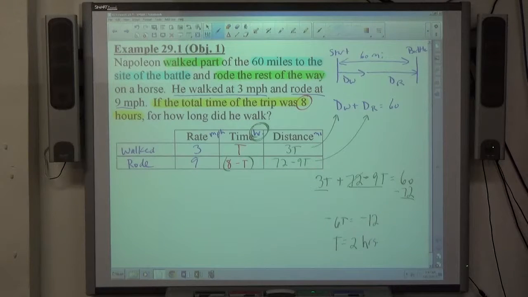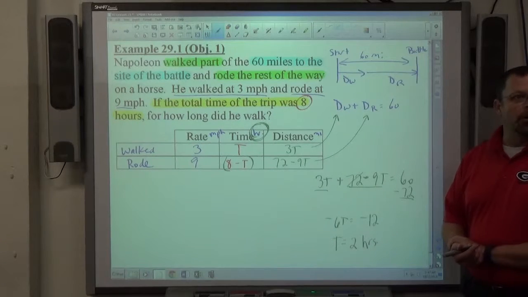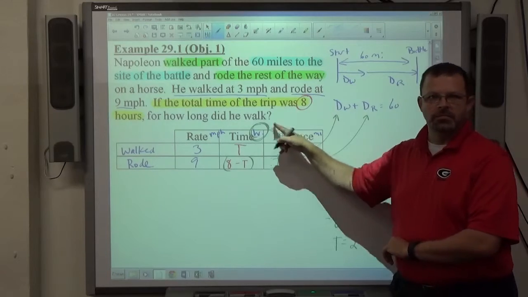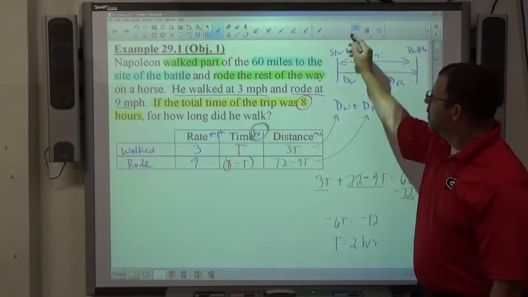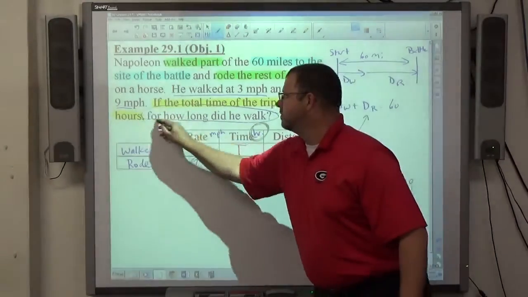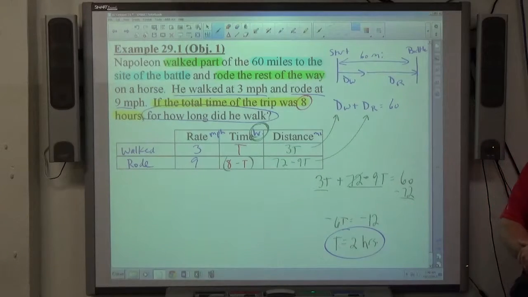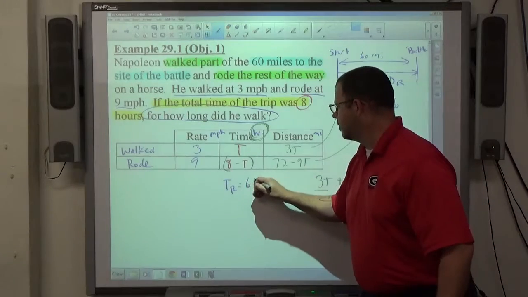Okay, the final step in every one of these problems is answer the question they ask. And a lot of times people stop here. If the question happened to be, how long did he walk? That's the answer. Okay, how fast, how long, how far. Rate how fast, time how long, distance how far. It says, for how long did he walk? That answers the question, right? The end, 2 hours. For how long did he ride? Time riding is 6 hours.